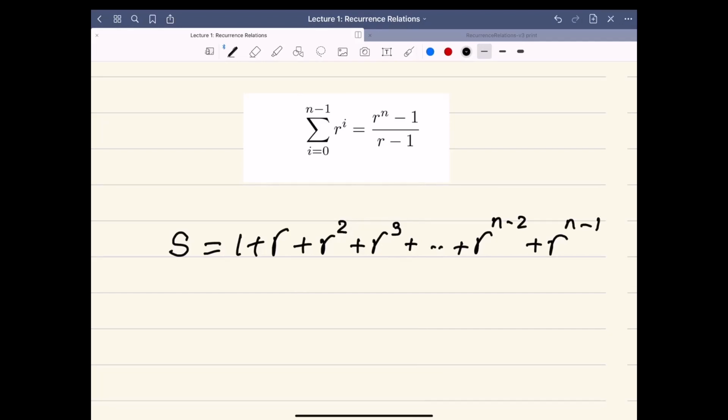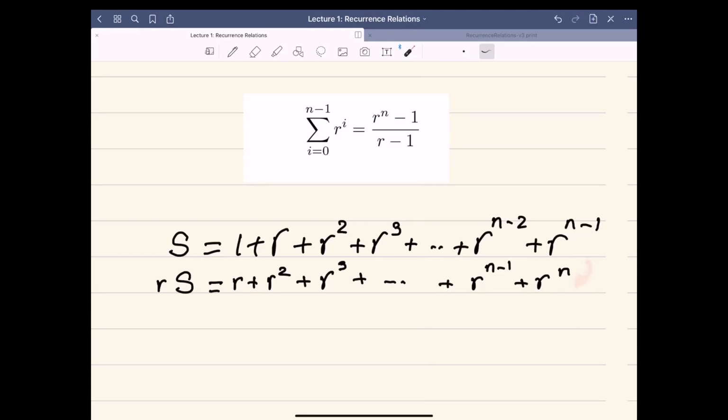Now multiply S by r. So we will have shifting of the terms. So 1 multiplied by r is r. r multiplied by r is r squared, multiplied by r is r cubed, and it continues. And remember that the last one will be r to the n, because r to the n minus 1 multiplied by r will be r to the n.